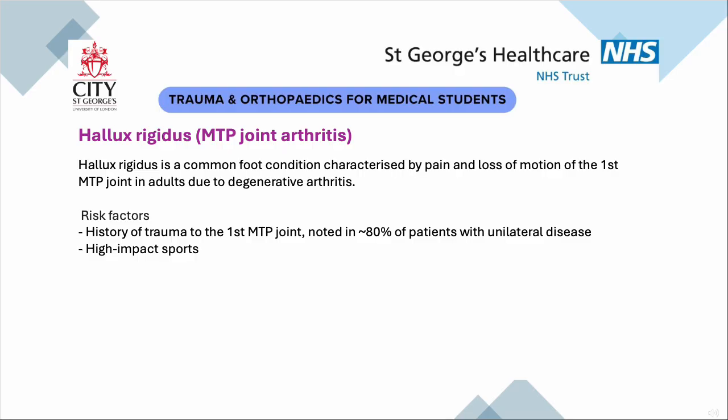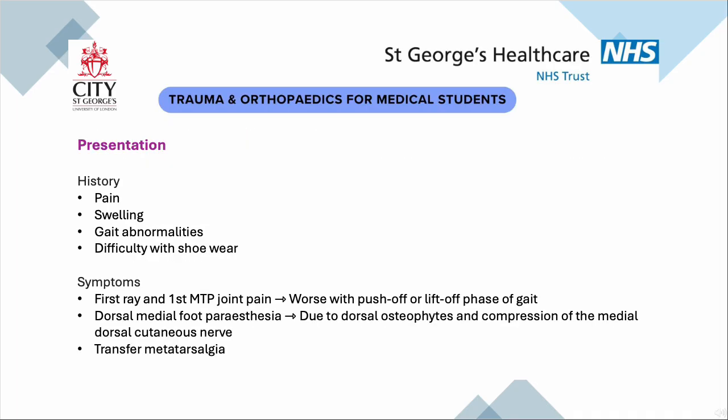The next condition is arthritis of the great toe metatarsophalangeal joint, otherwise known as hallux rigidus. And this is characterized by pain and a loss of flexion extension of the joint due to arthritis. Typically, the cause is traumatic, high impact sports loading the joint. The patient will present with pain over the metatarsophalangeal joint. They may have swelling, they may describe the altered gait because they don't want to load the joint, and they may struggle with some shoes as a consequence.